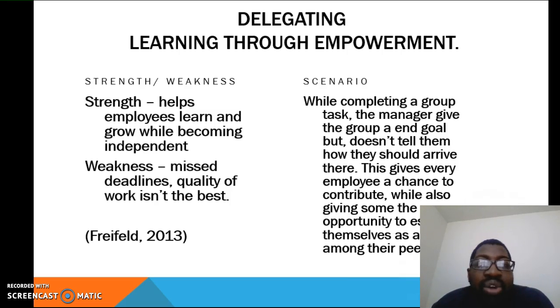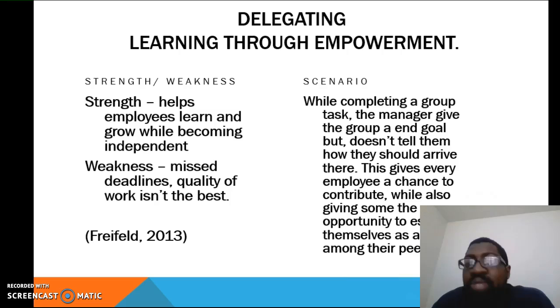Delegating. Learning through empowerment. The strength of a delegating manager is it helps employees learn and grow while becoming independent. This empowers employees to do things that managers shouldn't have to do. A weakness of this delegating style of management is often you miss deadlines and the quality of work isn't the best, as you are still empowering employees who are trying to learn to grow into the role that you have laid out in front of them.